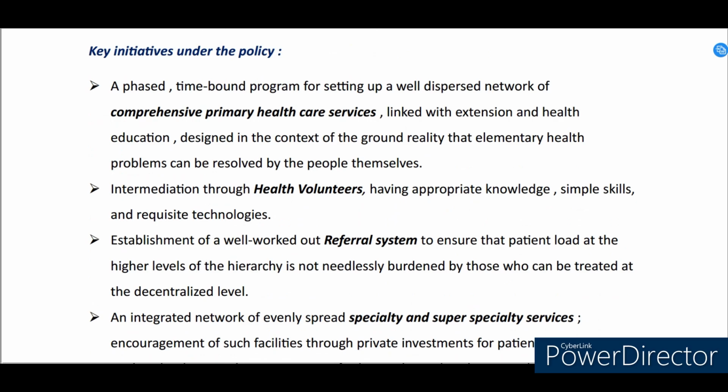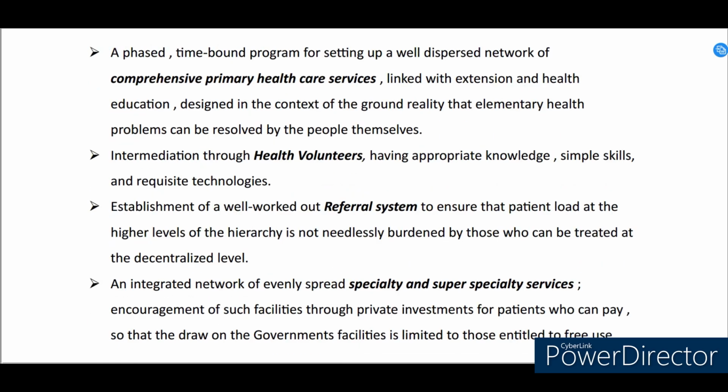Setting up a well-dispersed network of comprehensive primary healthcare services linked with extension and health education, designed in the context of the ground reality that elementary health problems can be solved by the people themselves. Intermediation through health volunteers having appropriate knowledge, simple skills and requisite technologies. Establishment of a well worked out referral system to ensure that patient load at the higher levels of the hierarchy is not needlessly burdened by those who can be treated at the decentralized level.